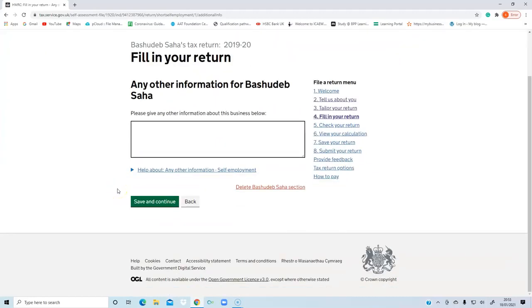You can write down any information that is relevant to your income. If you don't have any, you don't have to. You can move to the next section.